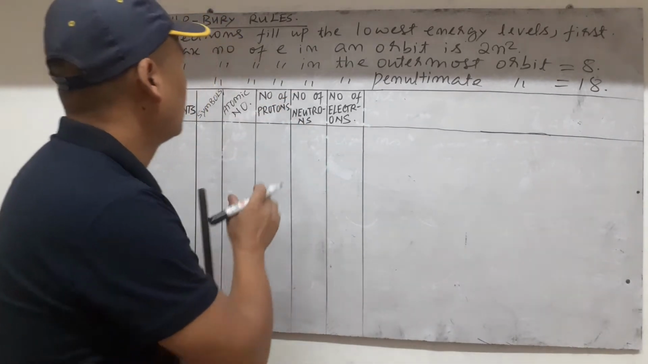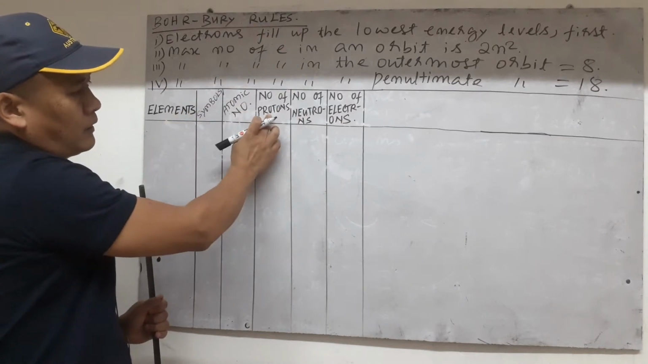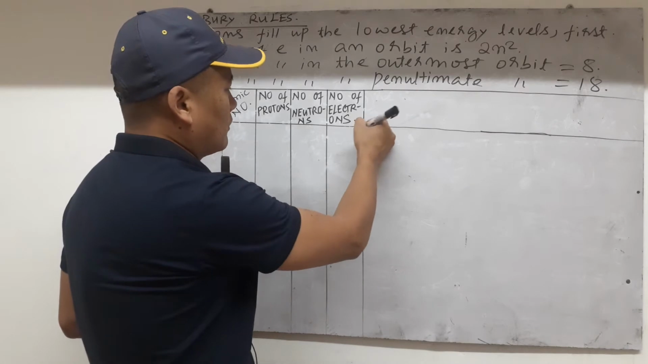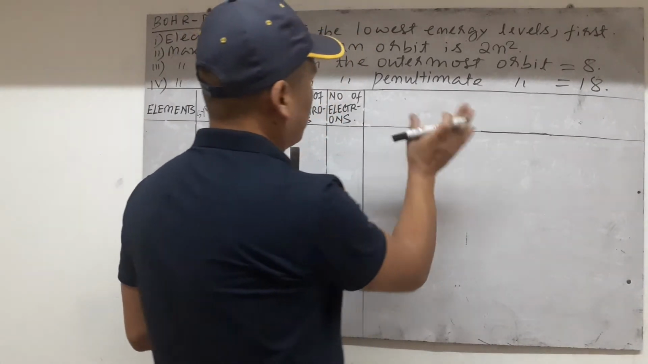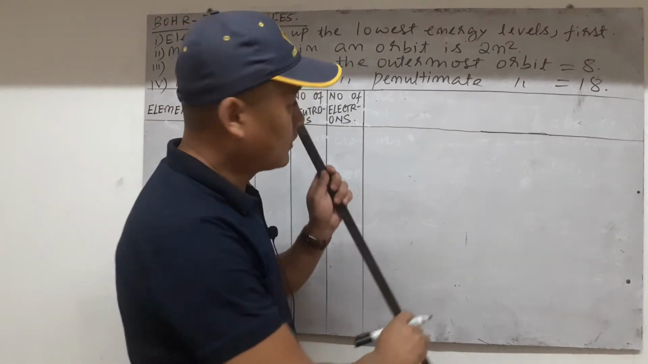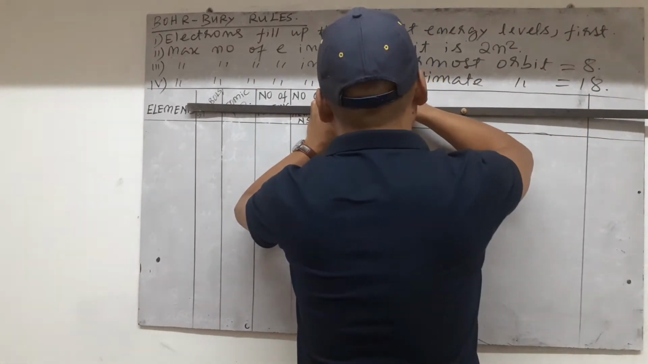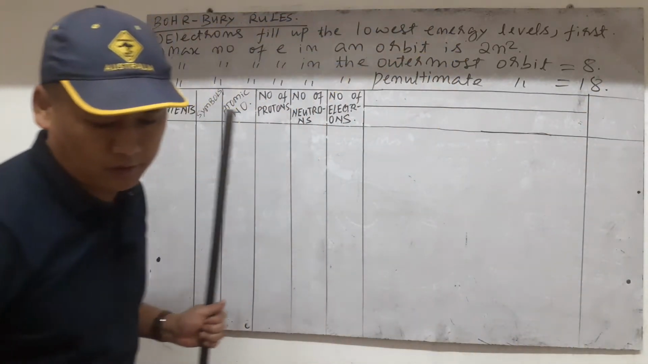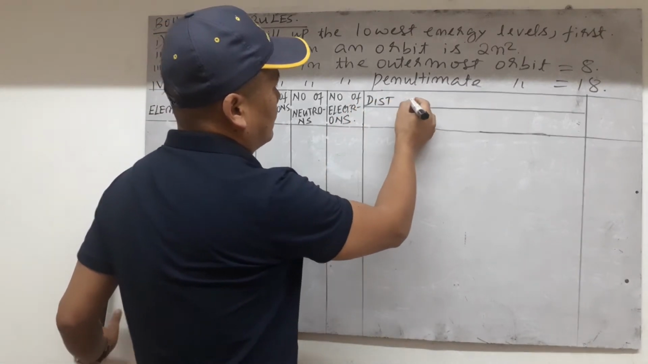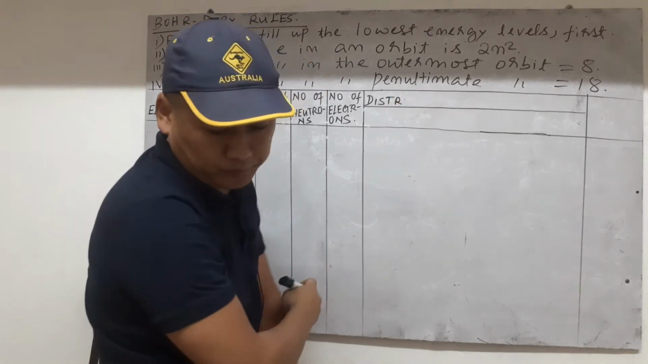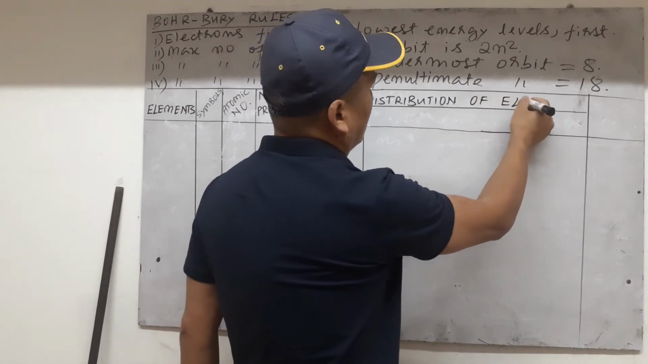Then we're going to see the Bohr-Bury rule, especially to find out how the electrons are arranged. We don't need the Bohr-Bury rule to arrange protons and neutrons. We will learn as we go on. So we're going to find out how these electrons are arranged by using the Bohr-Bury rule, the arrangement or distribution of electrons. Except for the last row, here you draw a line, and then you write here distribution of electrons in the different orbits.